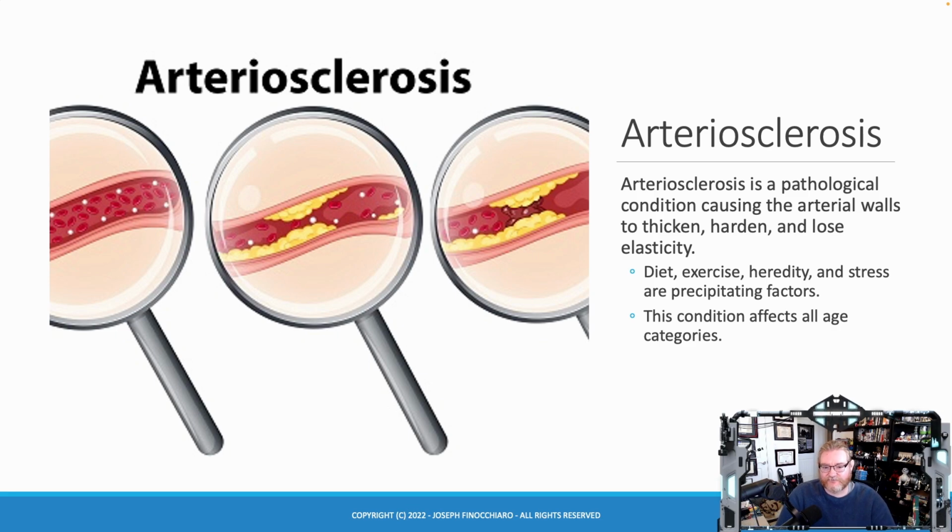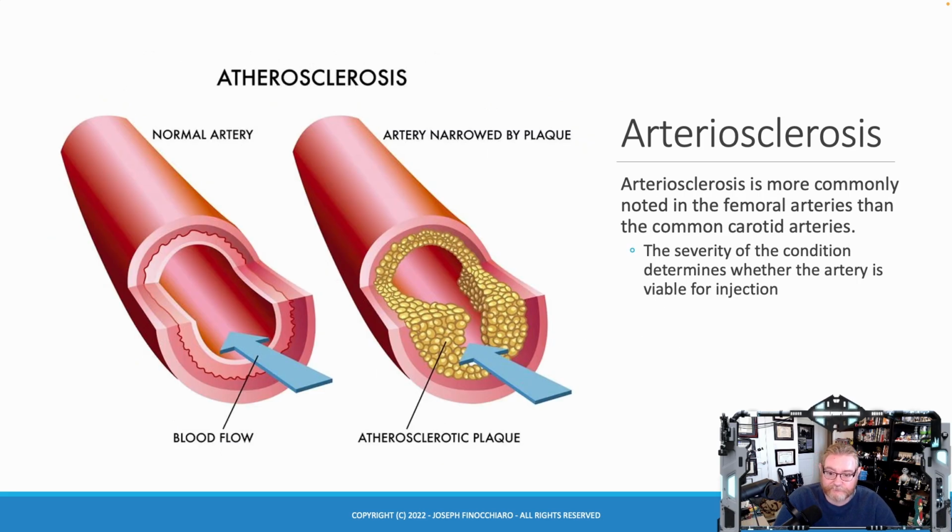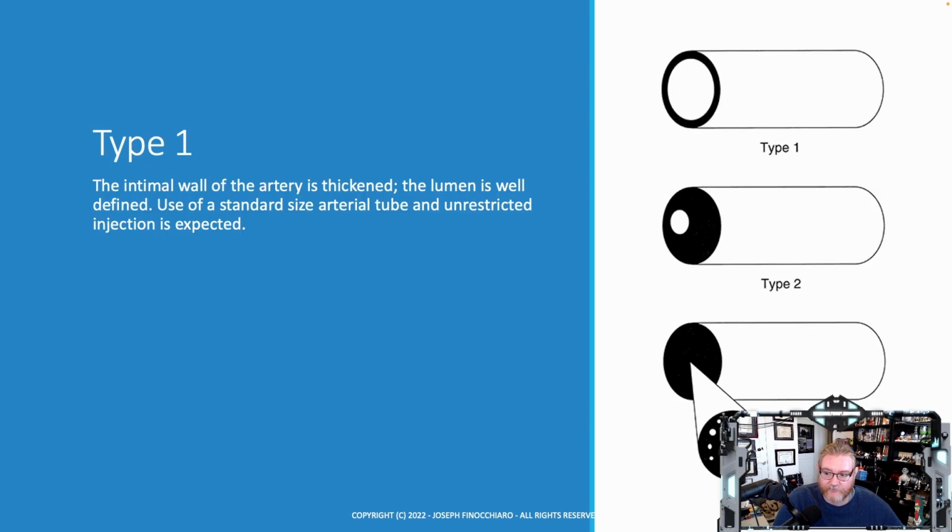Arterial sclerosis. Arterial sclerosis is a pathological condition causing the arterial walls to thicken, harden, and lose elasticity. Diet, exercise, heredity, and stress are precipitating factors. This condition affects all age categories. Arterial sclerosis is more commonly noted in the femoral arteries than the common carotid arteries. The severity of the condition determines whether the artery is viable for injection.